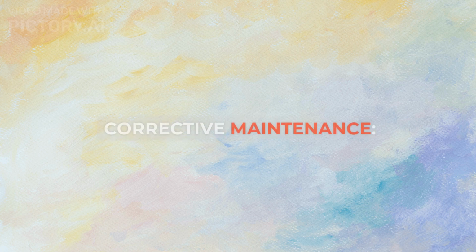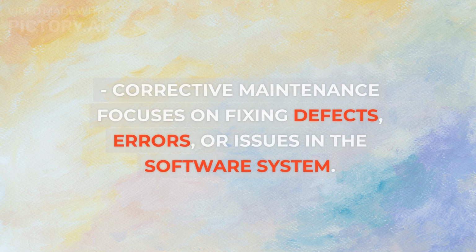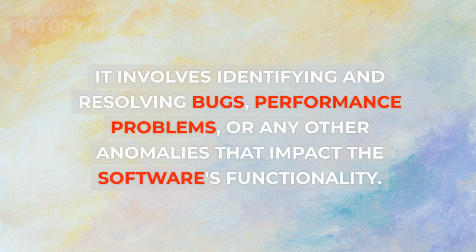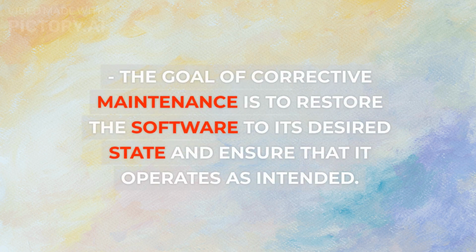1. Corrective maintenance. Corrective maintenance focuses on fixing defects, errors, or issues in the software system. It involves identifying and resolving bugs, performance problems, or any other anomalies that impact the software's functionality. The goal of corrective maintenance is to restore the software to its desired state and ensure that it operates as intended.